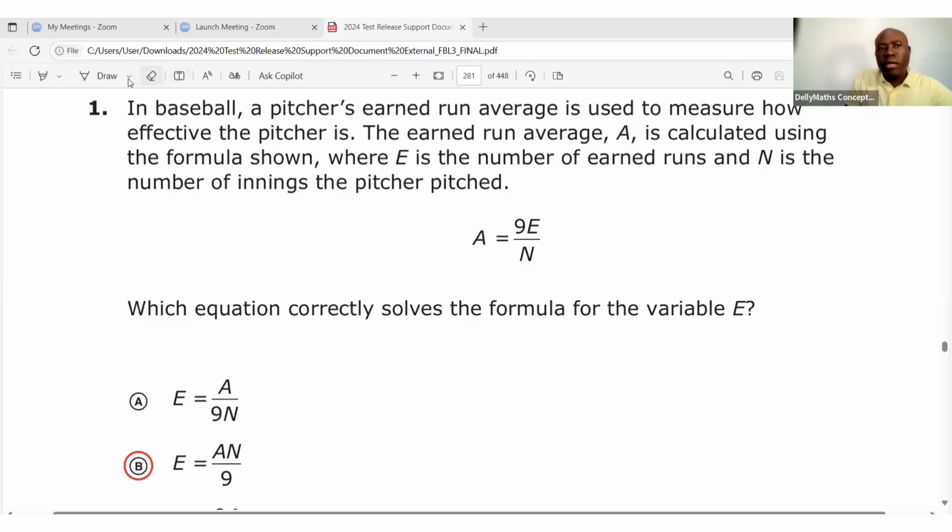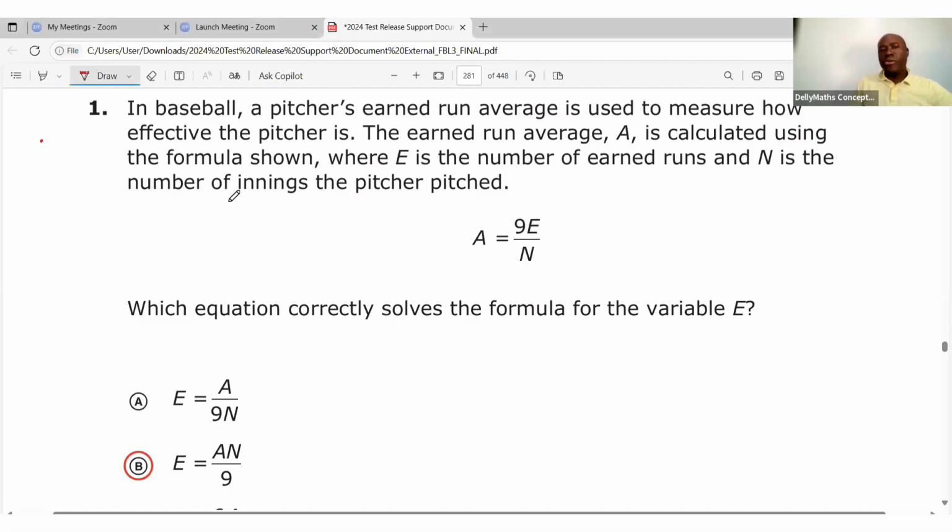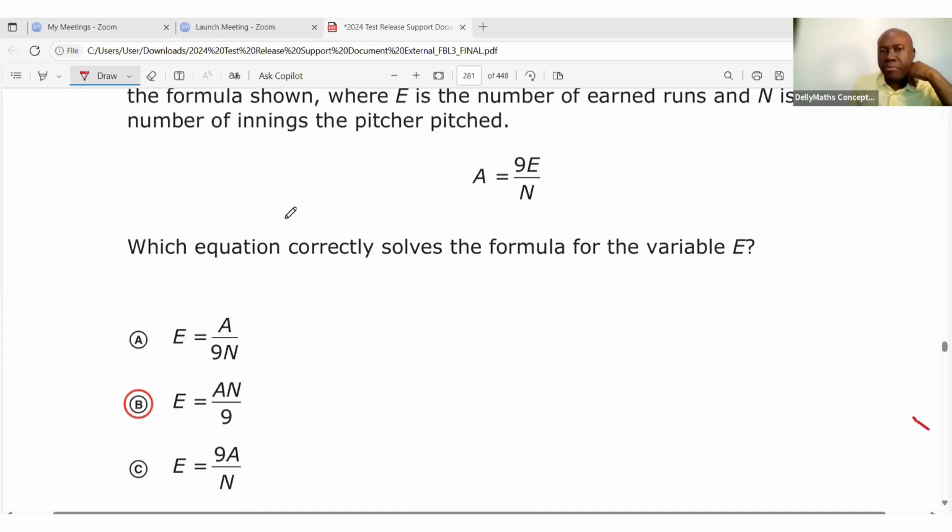Today, what I'm looking at is an Algebra 1 2024 EOC exam. So we're looking at that. Let us take a look at this question here. It says the earned run average A is calculated using the formula shown, where E is the number of earned runs and N is the number of innings.